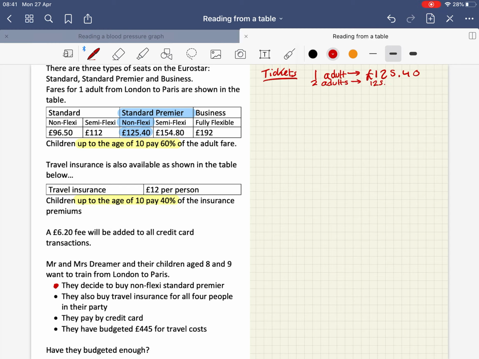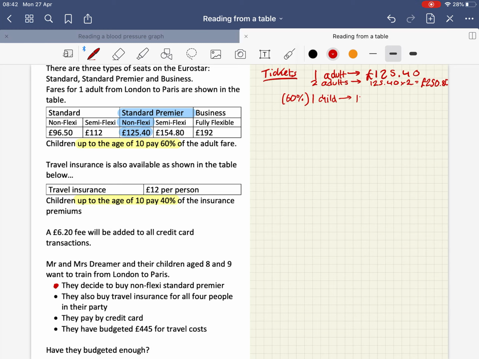just want to take the answer, times it by 2, which will be £250.80. Sorry, I just was turning my thing over just so, because I did prior calculations, but I don't want to make any mistakes. Ooh, a bit tight there. So £250.80. Then one child, we are told that they pay 60%, as we highlighted in yellow earlier.